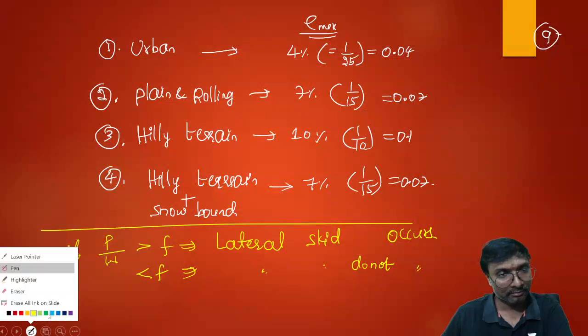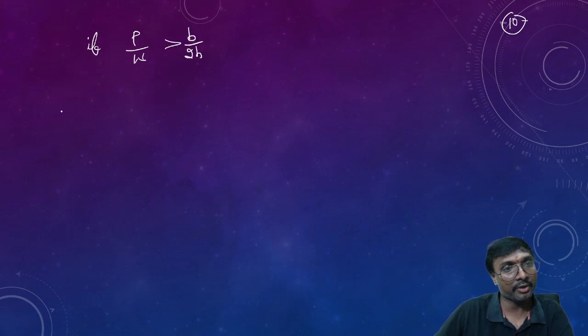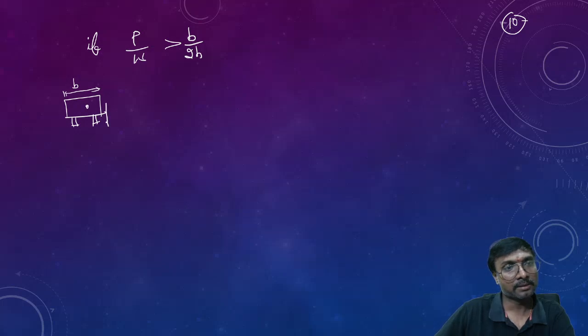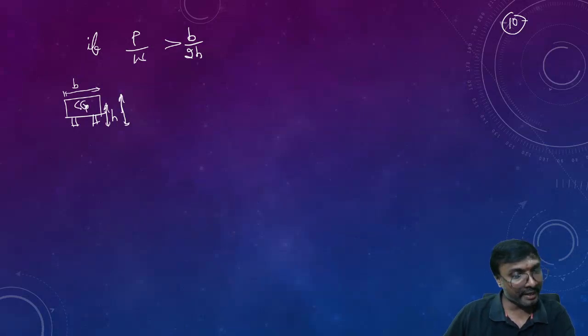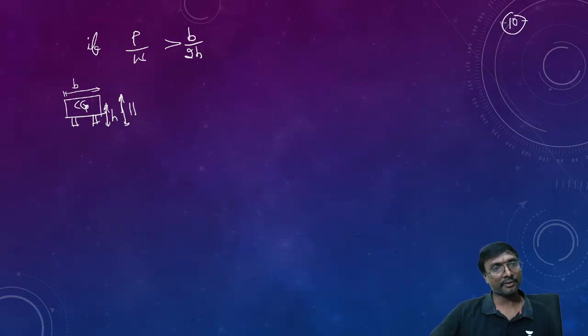Now if you just observe, if P by W is greater than B by 2H, right? What is that B for this vehicle? Height up to this CG will be which one? This is small h. Next, total height will be which one? This is capital H for this vehicle. If P by W is greater than B by 2H, what happens? Tell me. Overturning occurs, na?